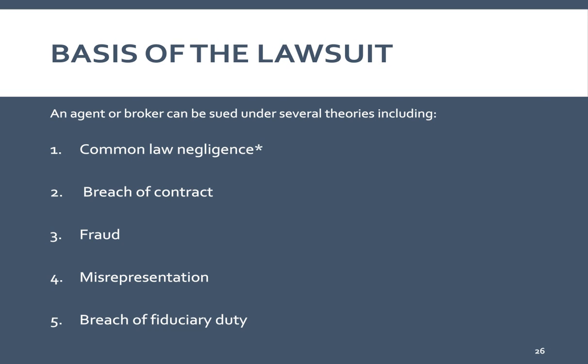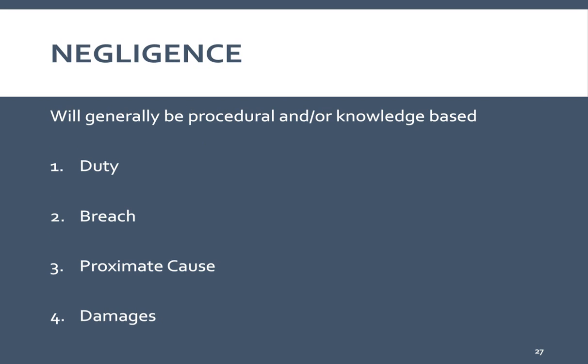But focusing on the common law negligence, as we know, there are four parts: the duty, the breach, the proximate cause, and the damages. The duty is the anchor of this whole thing. If you don't qualify the duty, nothing else here is going to work. And of course, that's the purpose of this presentation. What were the obligations and the duties that the insurance intermediary, agent, broker, producer, what were they supposed to do? And then did they breach that? Getting to that duty is the difficult part.